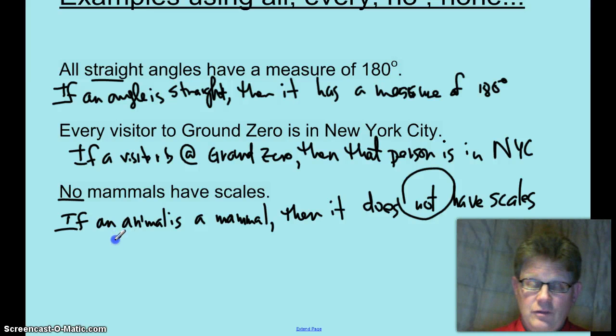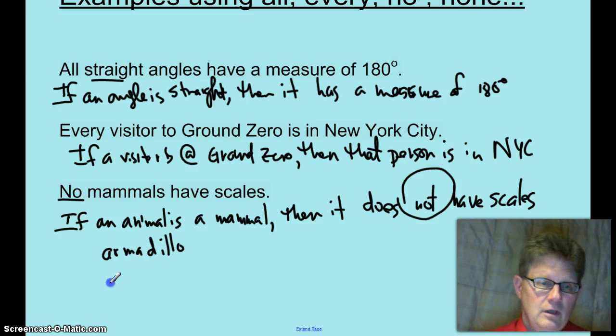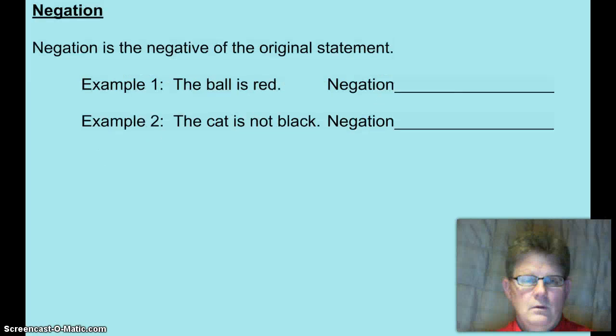And off the bat, I can think of two mammals that are good counterexamples because they have scales. Armadillo is a mammal, but it has scales. And then one of my favorite mammals that has scales is a pangolin. You don't know what it is? Go ahead and look it up. They're really cute.